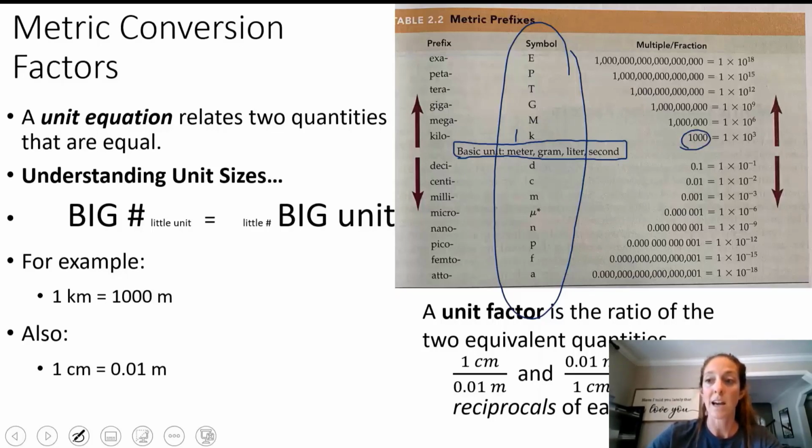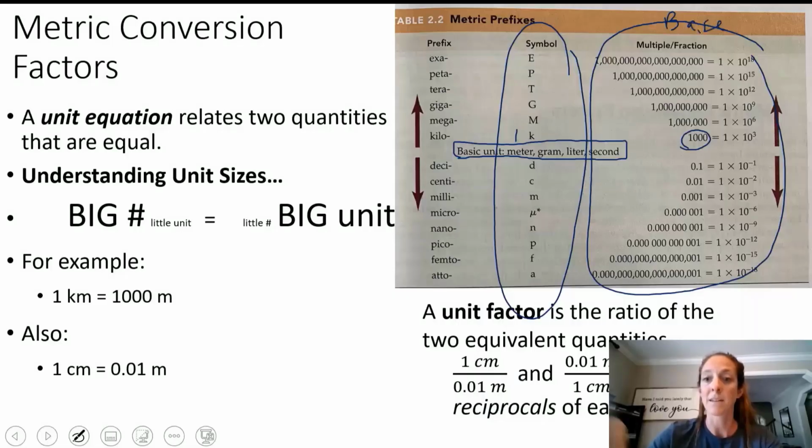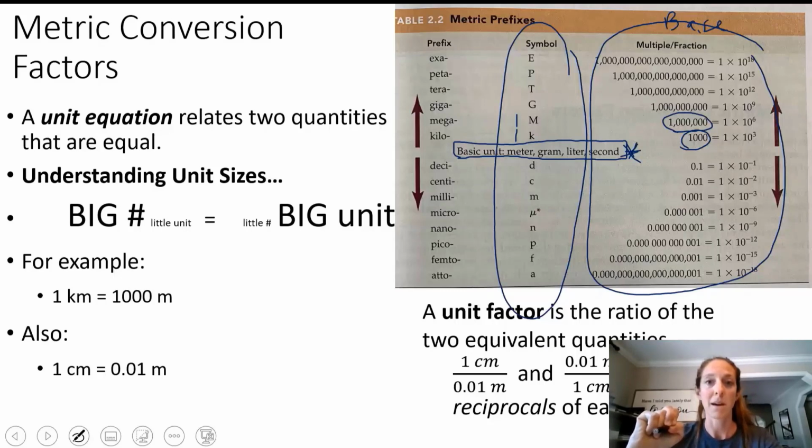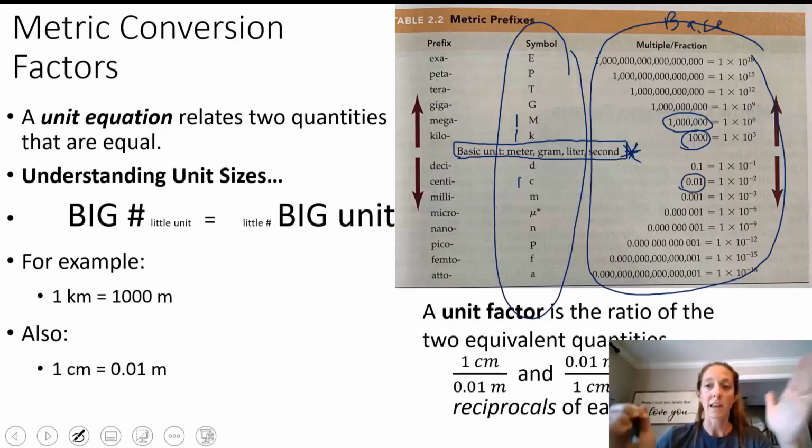On the right side, these are our bases, and by base I mean meters, grams, liters, seconds. These are our base units. 1 megameter is 1,000,000 meters, like the Mega Millions. 1 centimeter, if I go down here, is equal to a hundredth of a meter. So if you think of a meter stick, a centimeter is just a small little piece of 1 meter. So it would take 100 centimeters to equal 1 meter. But if I said 1 centimeter is a hundredth of a meter.